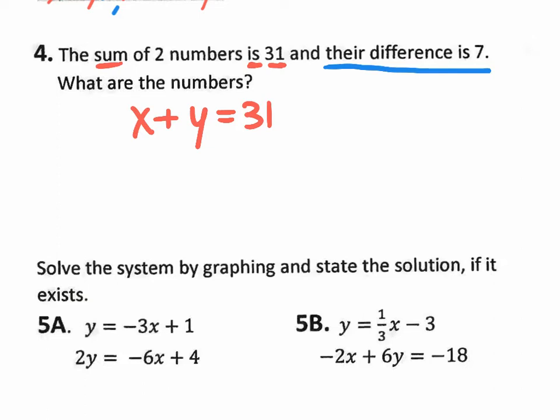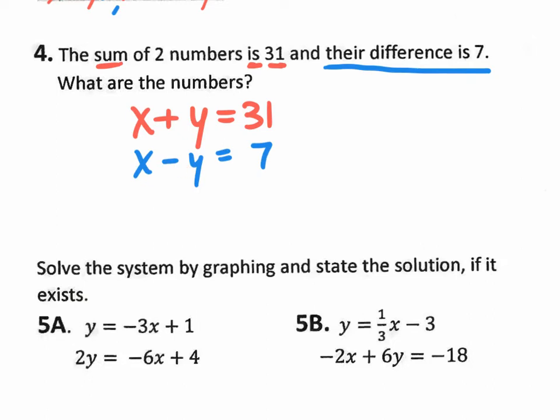So difference means subtraction. Let's make an equation with those same two numbers that if we subtract them, their answer is 7. So x minus y equals 7. That's the difference of those same two numbers being 7. Does that make sense? So now that we have the system, we created one equation from the sum of two numbers being 31, and we created another equation because the difference of those numbers is 7.